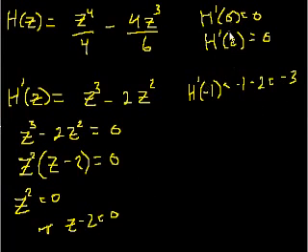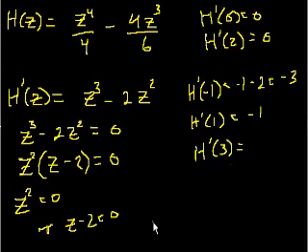Okay, let's take a point in between these two. Well, 1 is in between them, so let's just take h prime of 1, which is 1 minus 2. Let me make sure I'm doing that right. 1 minus 2, right? Because it's 1 squared. So it equals negative 1. And then what happens when we go to z values greater than 2? So let's try 3. H prime of 3 is equal to 27 minus 2 times 9, which is 18. So it's equal to 9, so it's positive.